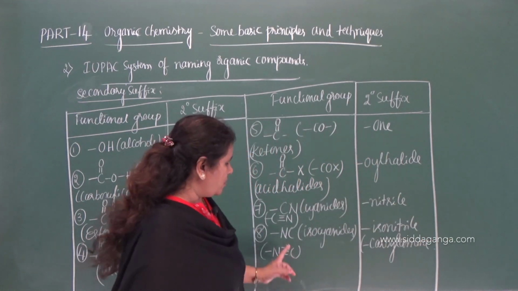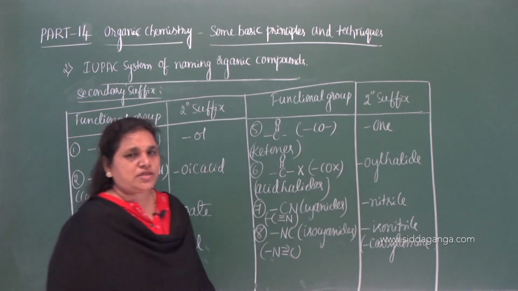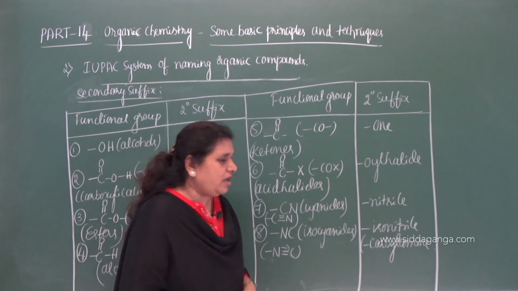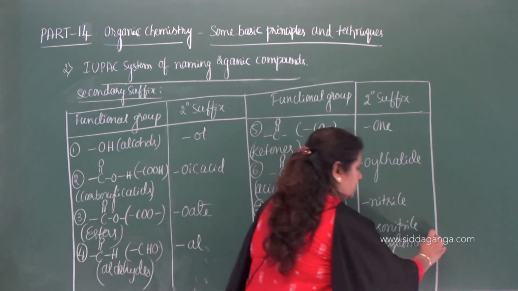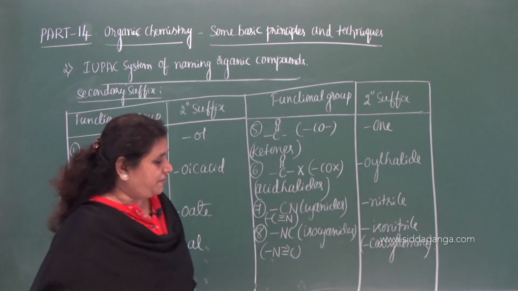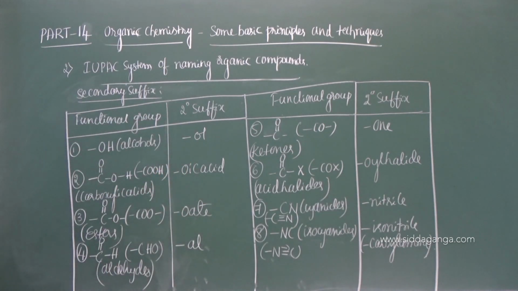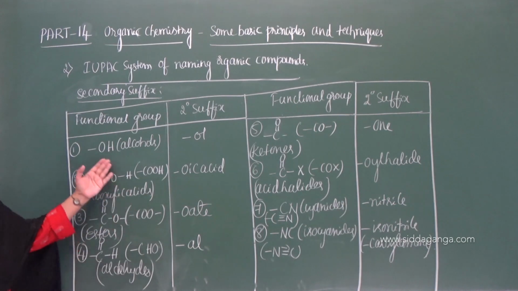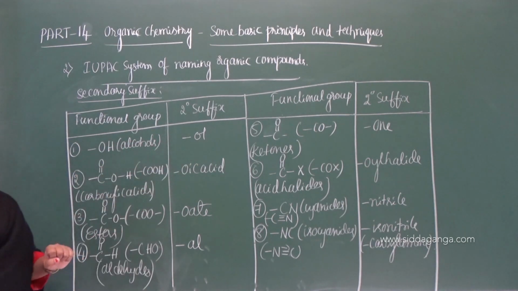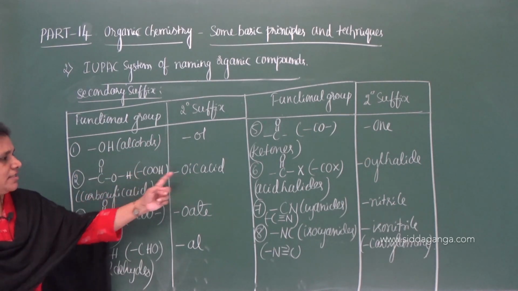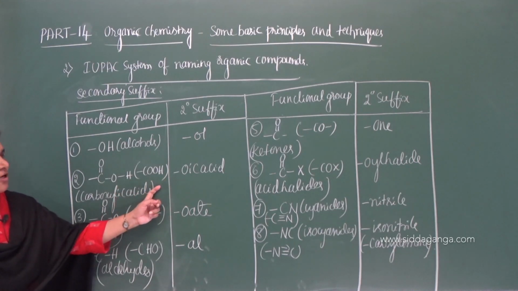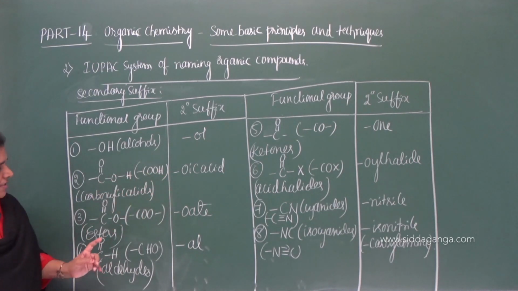So if isocyanide is there, then you have to use isonitrile or carbylamine. That is the secondary suffix if the isocyanide functional group is there. Now we can move on to alcohols. OL is a secondary suffix, and for the carboxylic acid functional group, if it is there, it is oic acid.